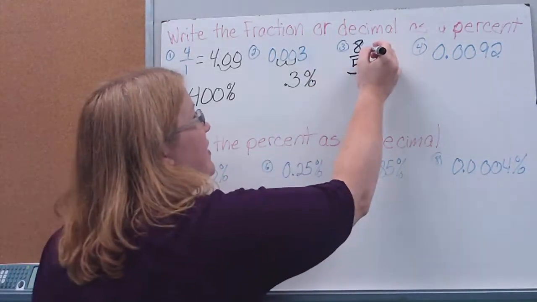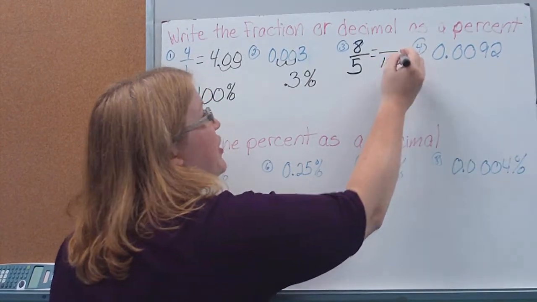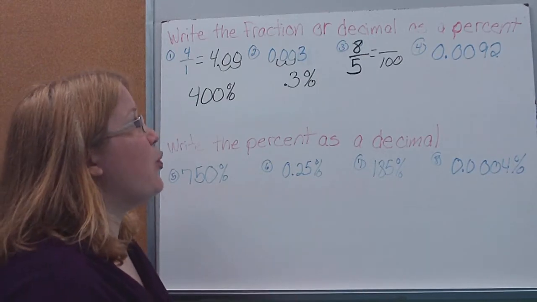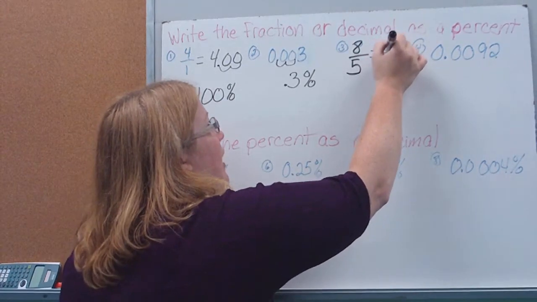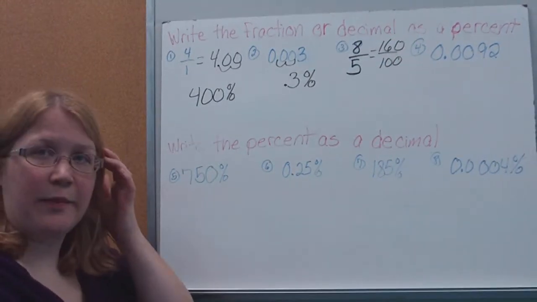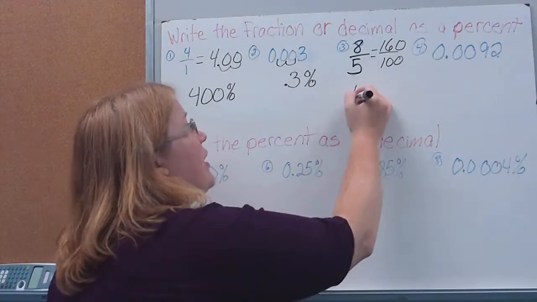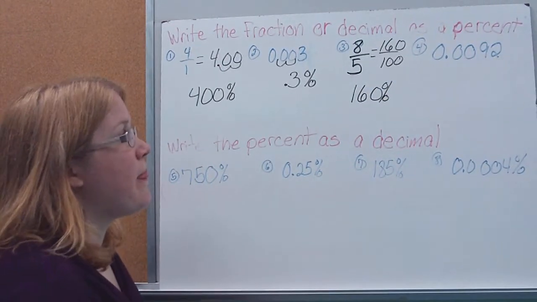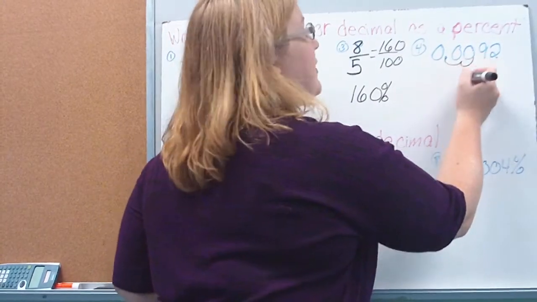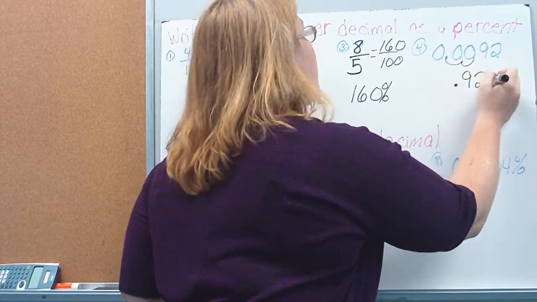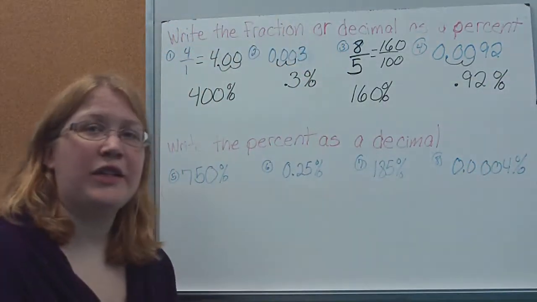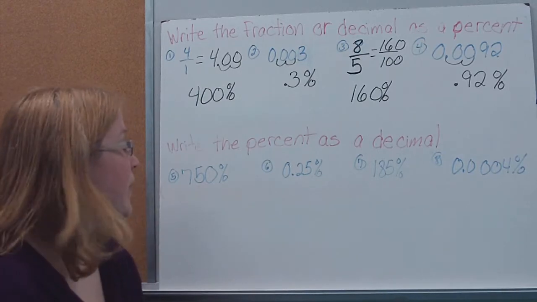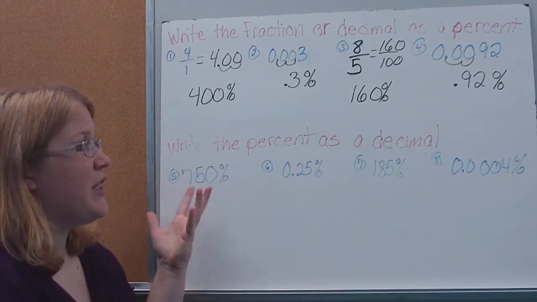So here I have 8/5. I'll show you how to do that by writing the equivalent fraction. So what do I have to multiply 5 by to get to 100? That would be 20. 20 times 8 is 160. So I have 160 over 100, meaning my percentage is 160%. Again, I have the decimal, and I love the decimals because I know all I have to do is move my decimal over twice. 0.92%. See, the decimals are nice and quick. I love doing that.